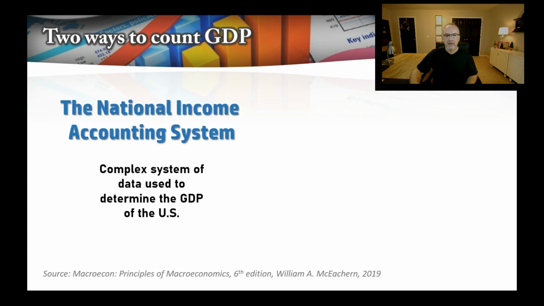As you probably remember, GDP stands for gross domestic product. It is the total of all the goods and services produced in the country in a year or a period. Sometimes we talk about GDP quarterly. We also talk about it per year. And the United States has a pretty complex system for counting all that we produce in this nation in a year, and it's called the National Income Accounting System. It's a complex system of data used to determine the GDP in the United States, and it's actually something that has led the world in learning how to track what a nation produces in a year.